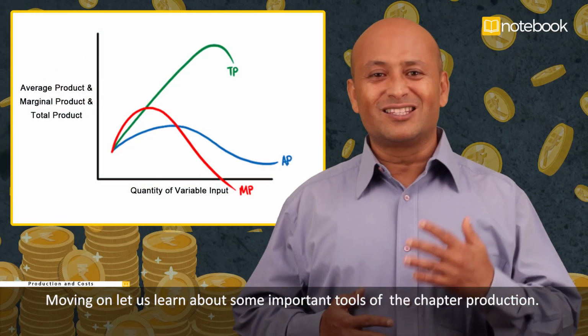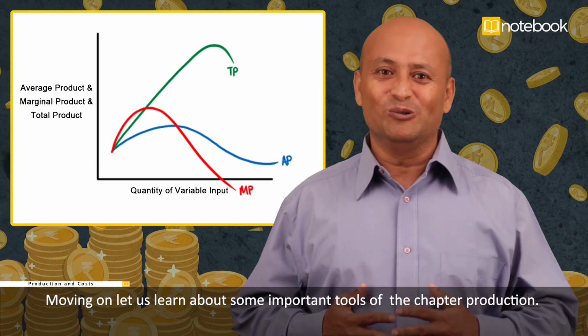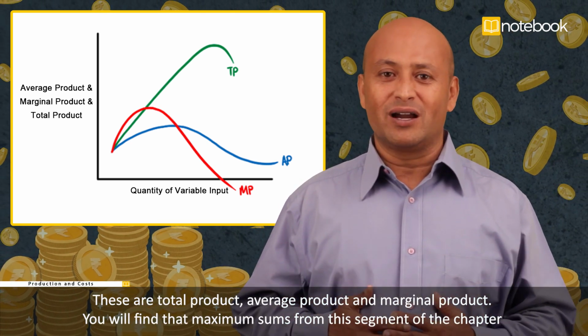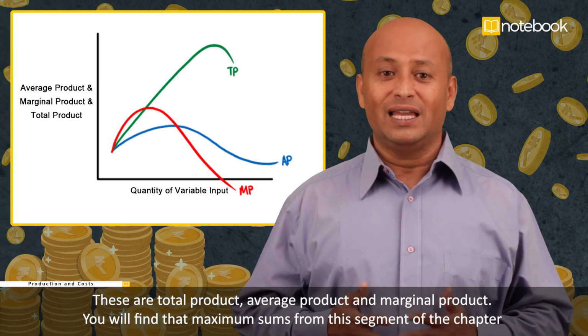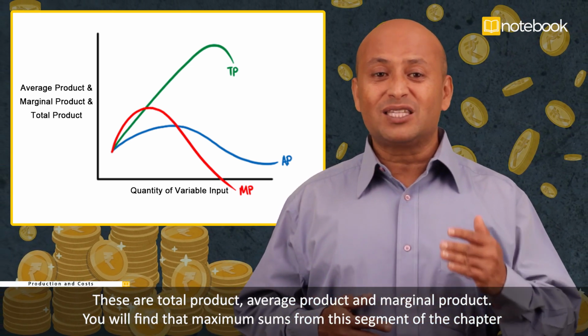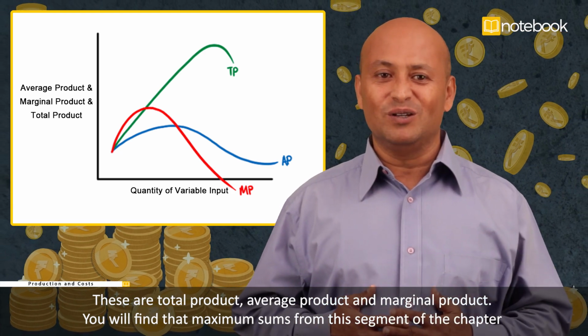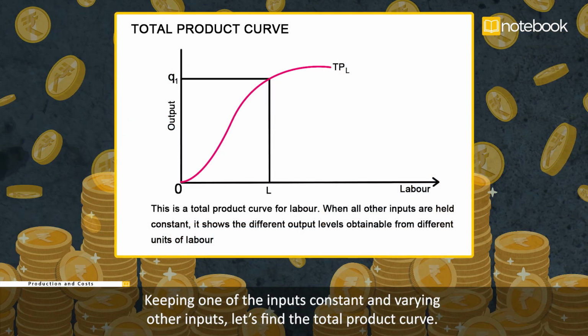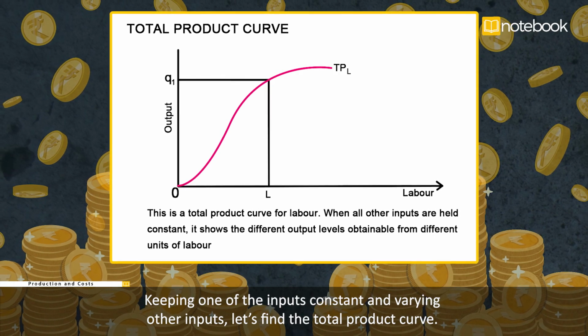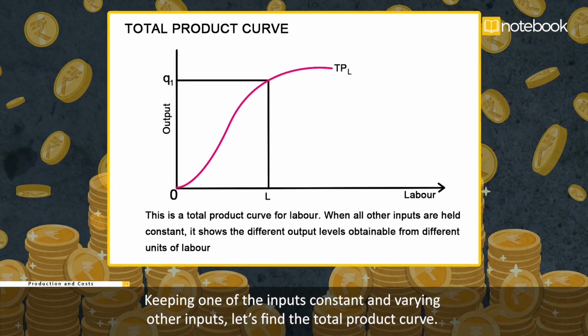Moving on, let us learn about some important tools of the chapter production. These are total product, average product, and marginal product. You will find that maximum sums come from this segment of the chapter. Keeping one of the inputs constant and varying other inputs, let's find the total product curve.